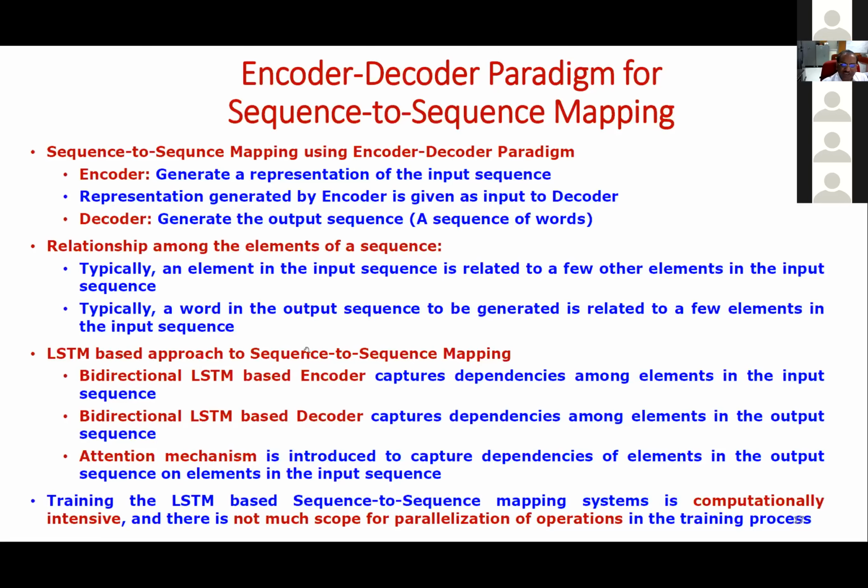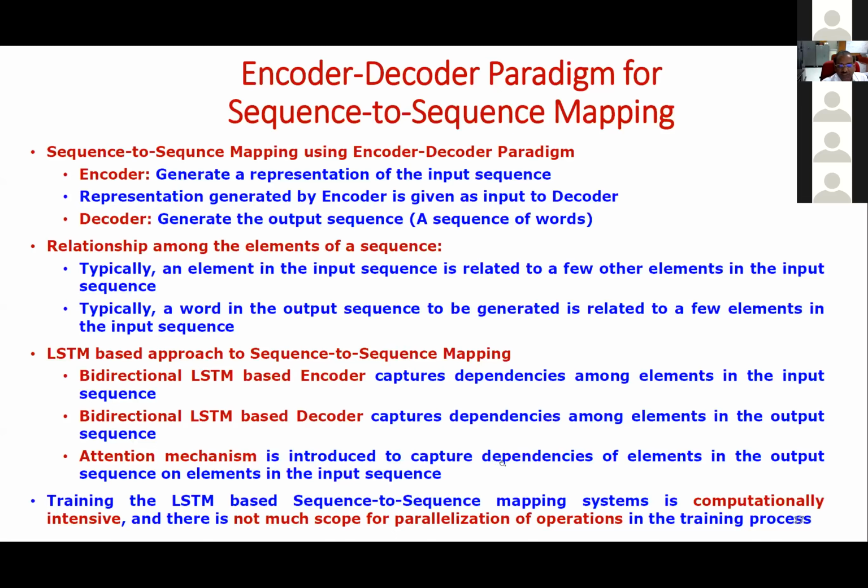And LSTM models have been extensively used for the sequence-to-sequence mapping task. Typically, one uses a bidirectional LSTM-based encoder and a bidirectional LSTM-based decoder, mainly because this can capture the dependencies among the elements in the given sequence in both directions, both in the forward direction as well as the backward direction, right? And each of these bidirectional LSTMs captures the relations within one sentence. Okay, that is, the encoder captures the relations among the words in the input sentence, whereas the decoder tries to capture the dependencies among the words in the output sequence.